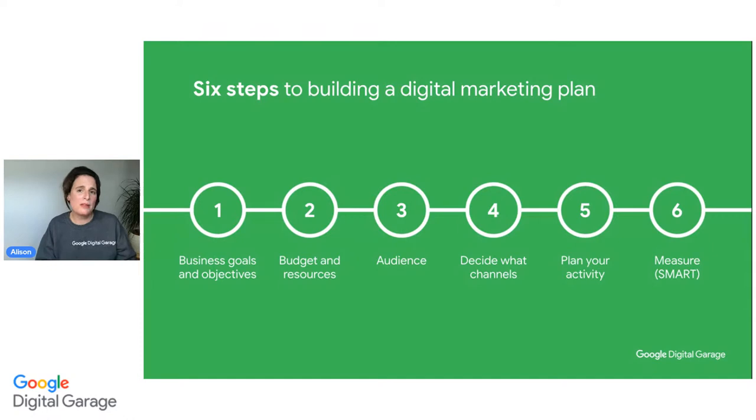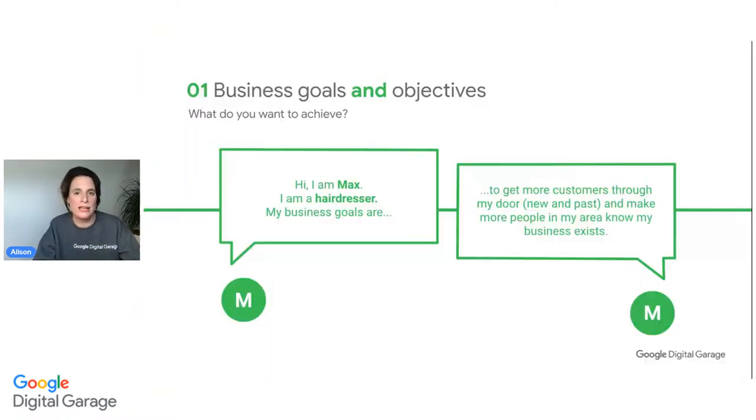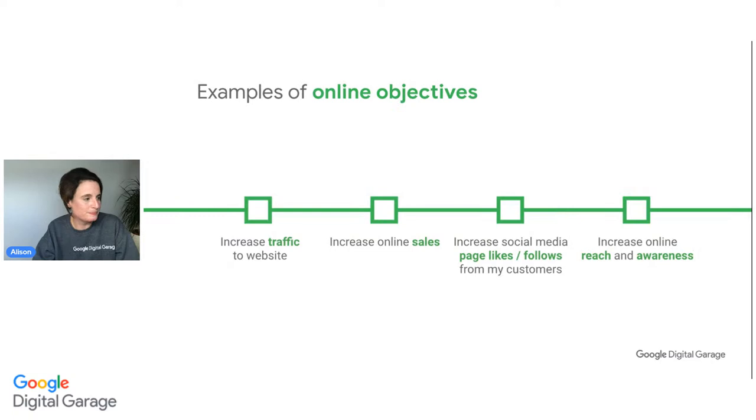But just bear in mind that your digital marketing plan does not need to be a great big long document with loads of pages. We want this to be something useful, workable, that we can put into action. So we're keeping it succinct and short. And we're using an example of Max. So Max is a hairdresser, and Max has some business goals. So his business goals are to get more customers through my door, new and past customers, and make more people in my area know my business exists. So that's Max's business goals and our objectives.